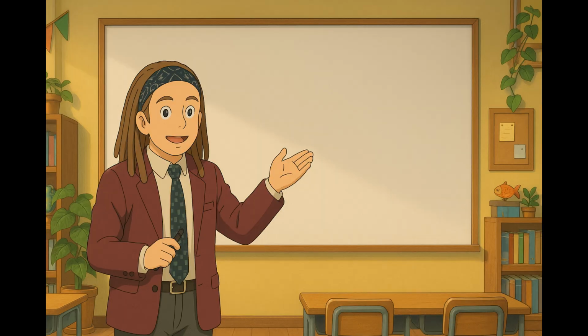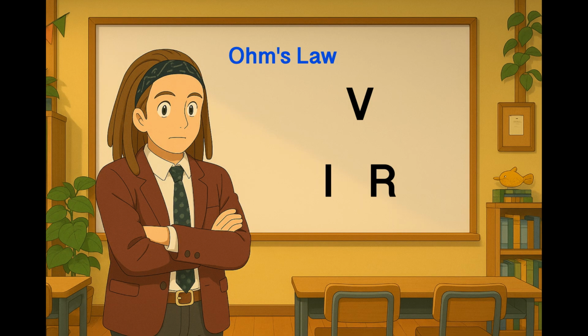Step 8. Final summary and key takeaways. Ohm's law, V equals I times R, is the cornerstone of understanding how voltage, current, and resistance interact in an electrical circuit. It's a simple yet powerful relationship that connects the push, voltage, the flow, current, and the opposition to flow, resistance.